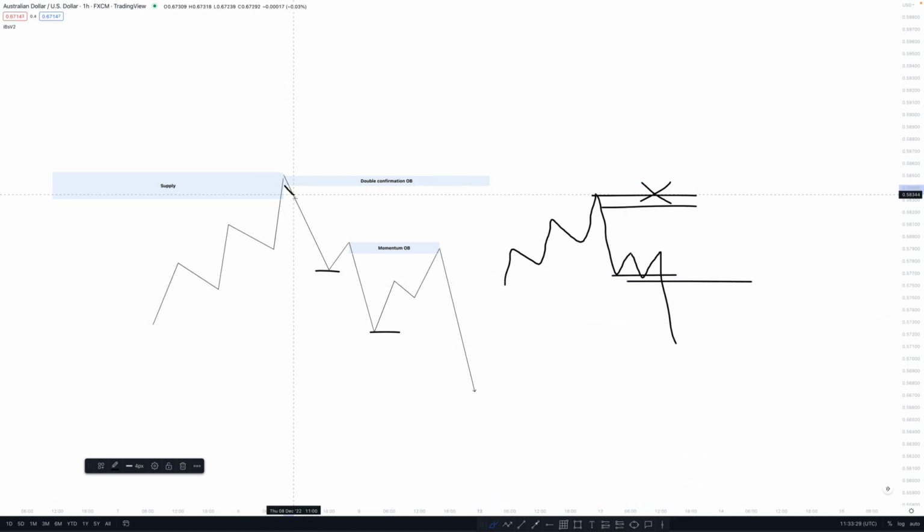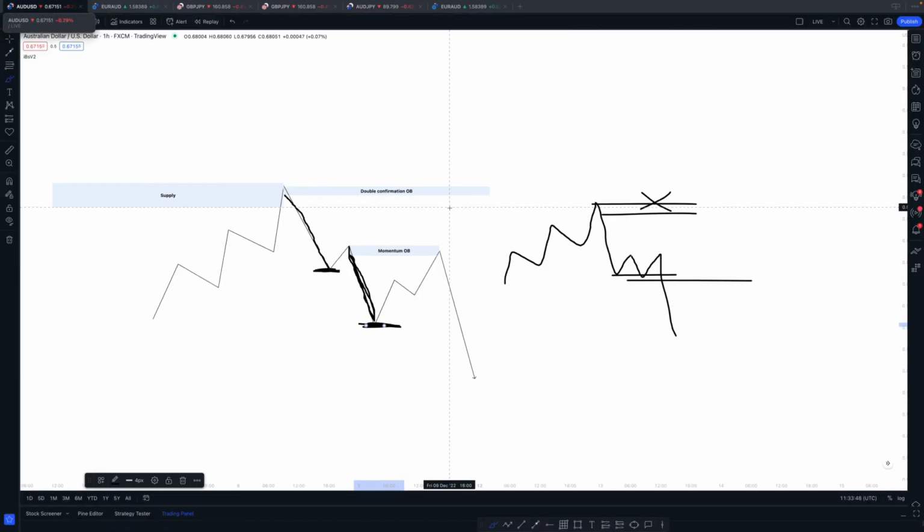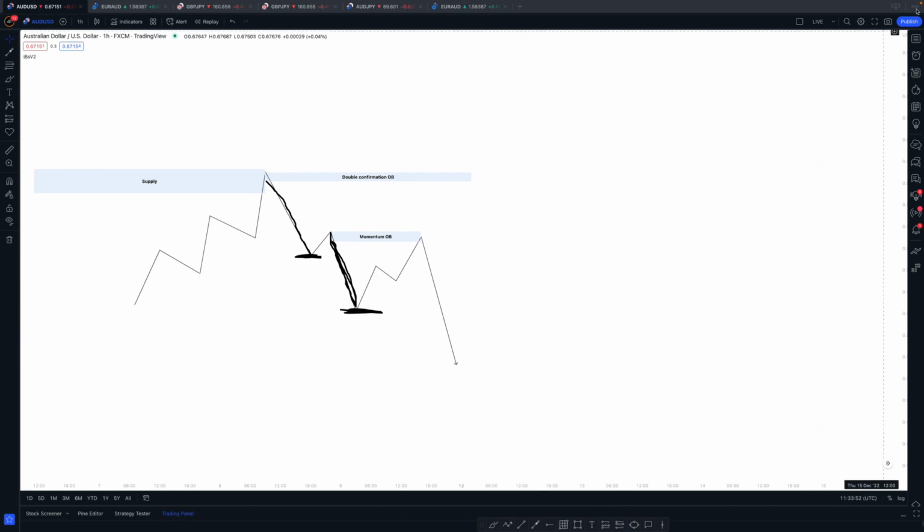So again, this impulse needs to not have any retraces. We cannot break this low here. This impulse needs to not have any retraces, and we cannot break this low. So those are the rules in order to trade a double confirmation entry.